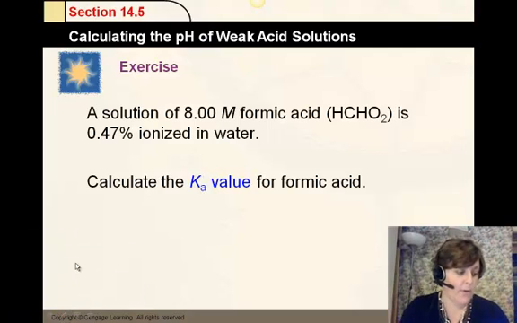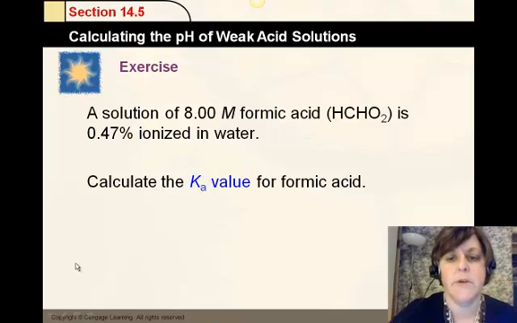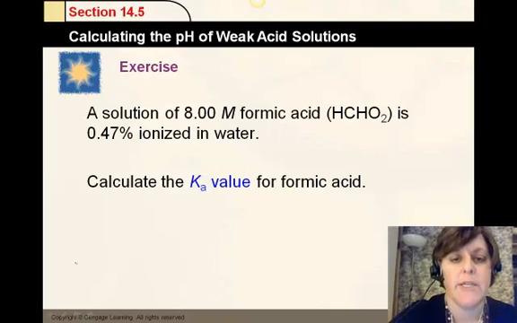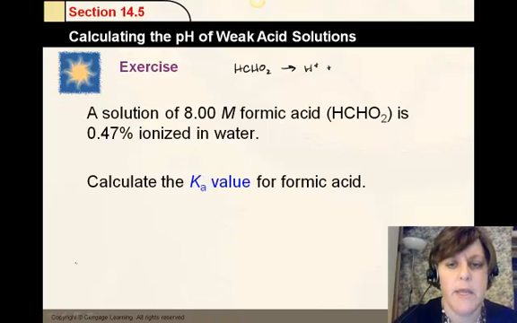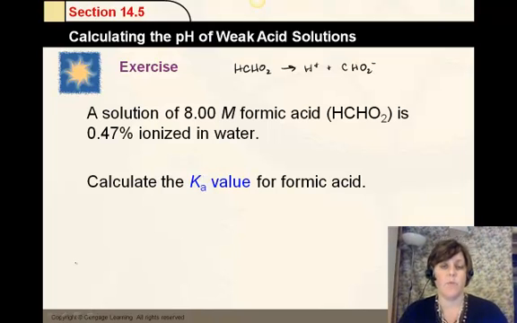Alright, now we know the Ka value is going to be products over reactants. So if we write the equation out, HCHO2, and when it breaks apart it's going to form hydrogen and CHO2 negative. Now I could have added that to water and gotten hydronium ion, but I decided not to, because water isn't part of the equilibrium expression anyway. So eventually I'm going to have to do products over reactants.